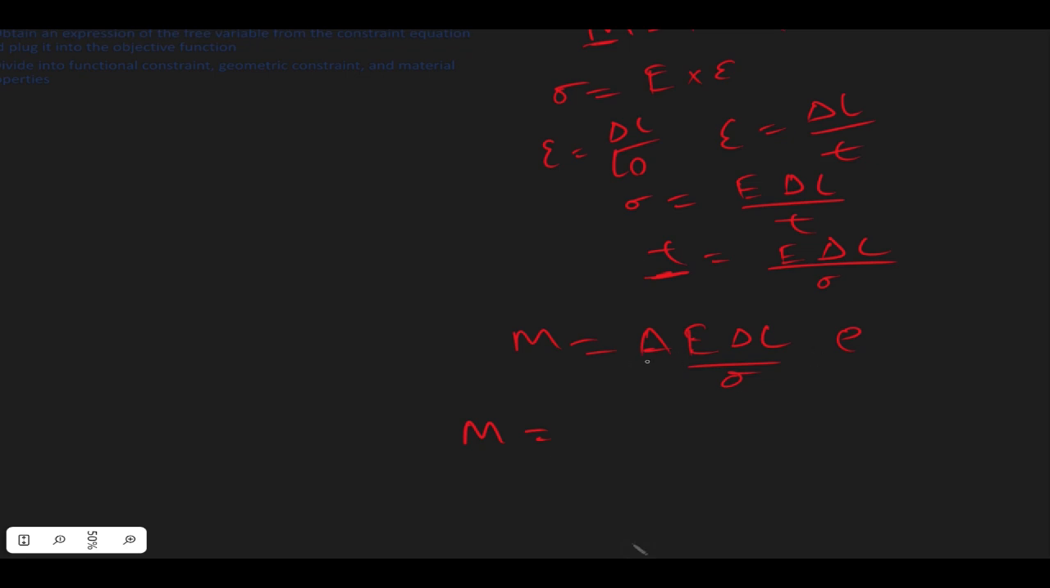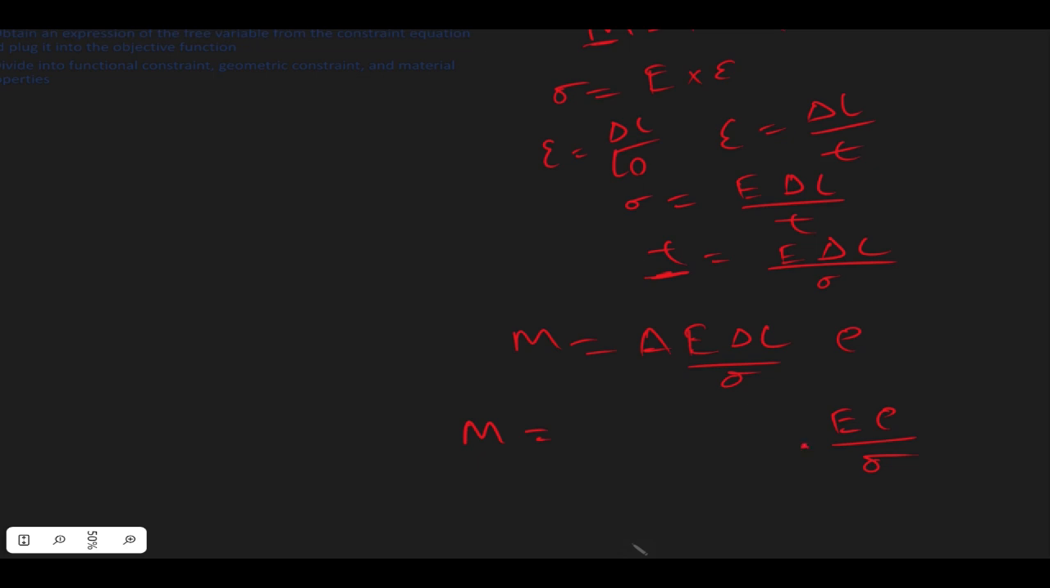Area is not a property of steel. You can't say that this steel always has an area of this, but you can say steel always has a Young's modulus of this, and that steel can withstand a stress of this, a fracture stress or yield strength. Then you can say the density of steel is always this. So everything that has to do with a material property, you write it as E, which is a material property, times density, which is a material property, over stress, which is a material property. So these are your material properties.